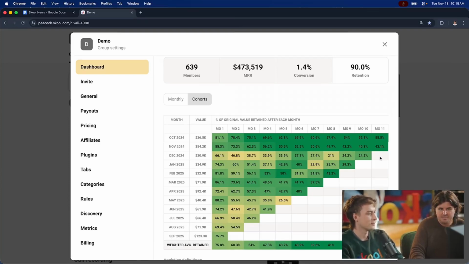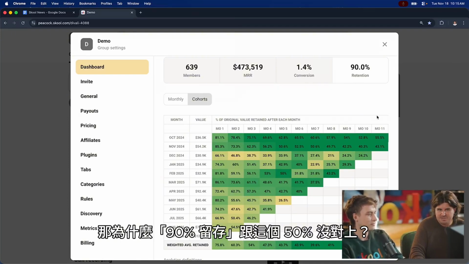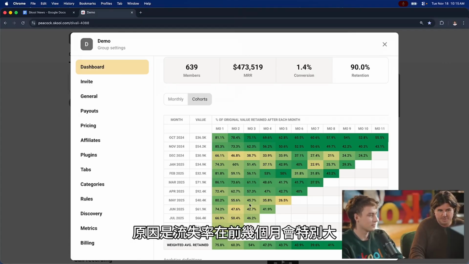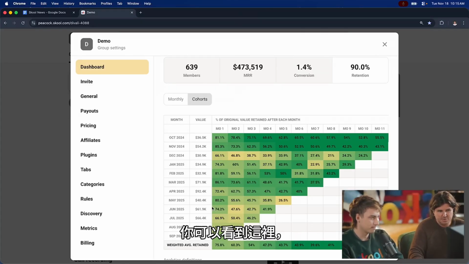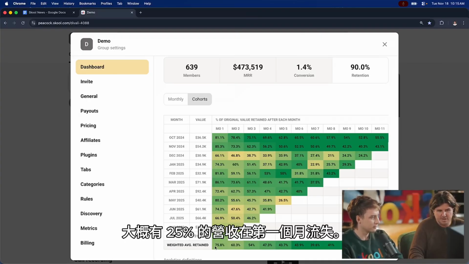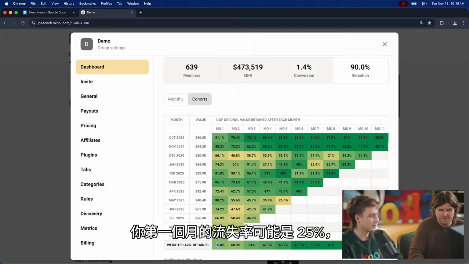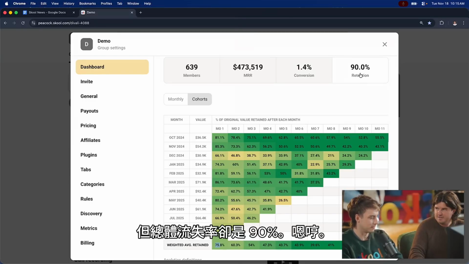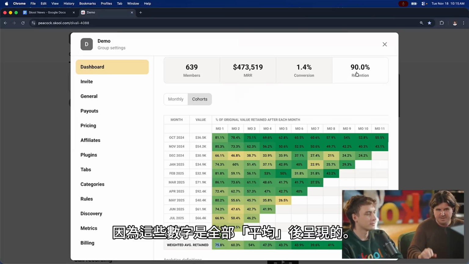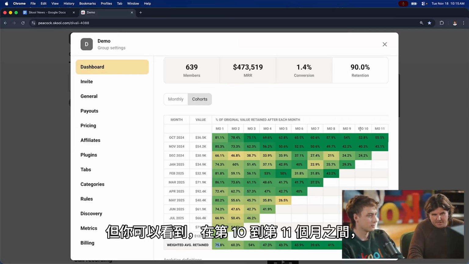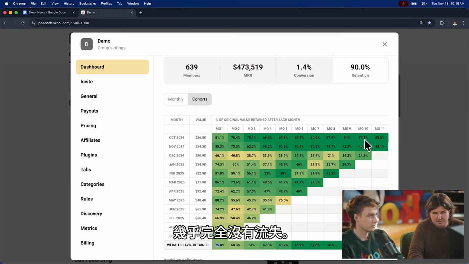So why is it that these two numbers don't line up? Well, it's because the churn is steeper in the first few months. You can see here that maybe 25% of revenue is churned in month one. So your month one churn is 25, but your aggregate's 90. It's because it's all blended. But you can see here in between month 10 and month 11, almost nothing churns.